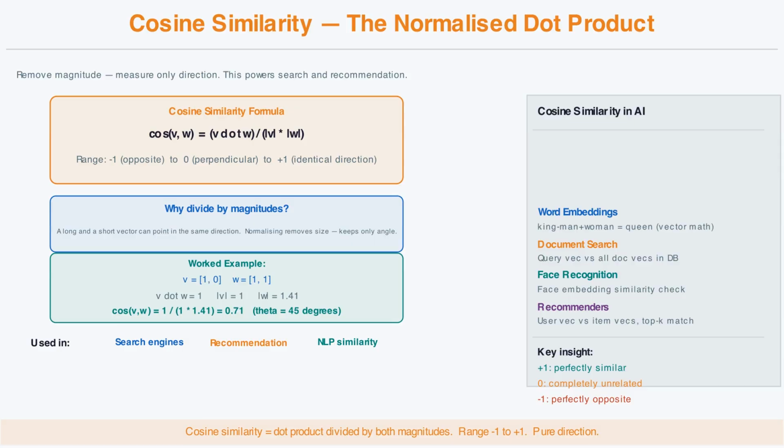This is the foundation of almost every semantic search system you have ever used. When you type a query into Google, the system converts your query into a high-dimensional vector using a language model. Every document in the database has also been converted to a vector. The system then computes the cosine similarity between your query vector and every document vector. The documents with the highest cosine similarity are the most relevant results.